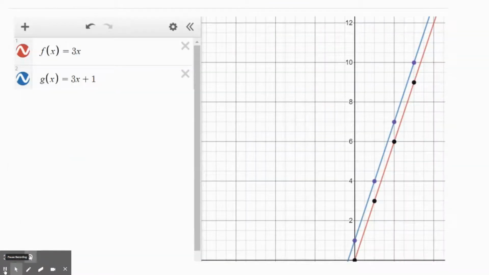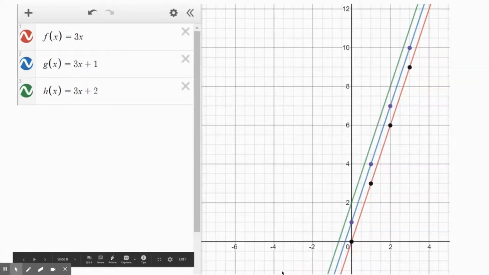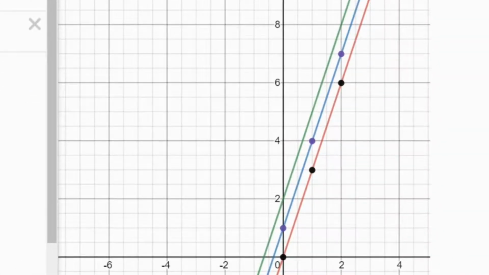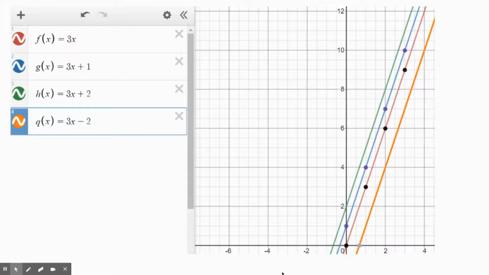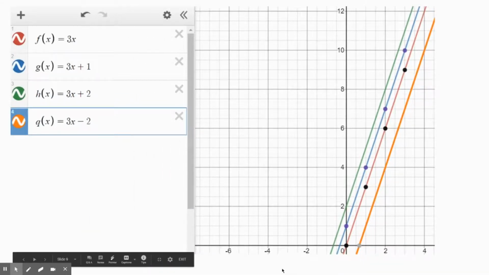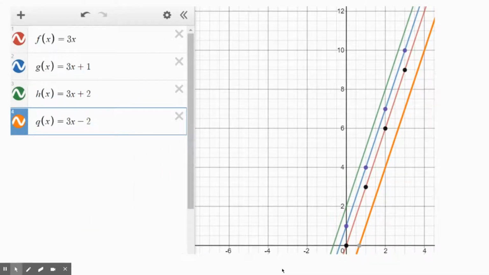Now it's time to see what happens with the other two functions that are added in. H of x is 3x plus 2. Now that's shifted up even 1 more. So you have the green, which is above the blue now by 1 unit. And then the final function was q of x, which is 3x minus 2. And notice how it falls 2 below, or it's shifted down 2 from the original red graph of f of x is equal to 3x. And so those are the 4 functions, as you can see, all being shifted vertically depending on what that k value is.